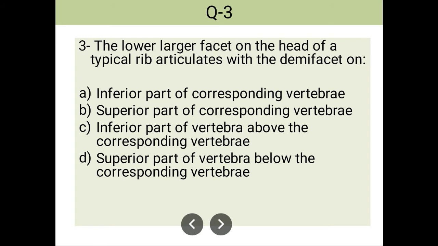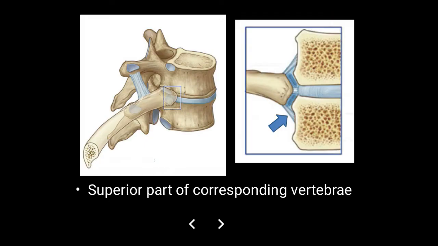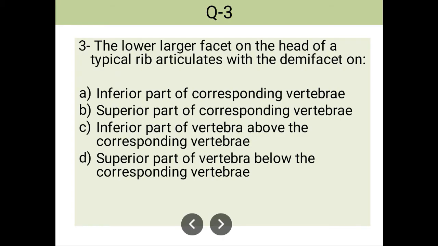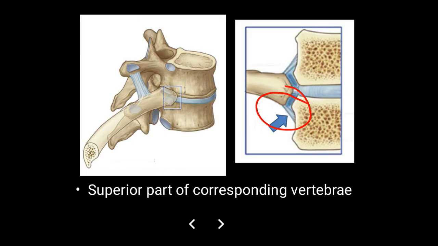Number 3: the lower, larger facet on the head of a typical rib articulates with the demifacet on which part? So let's see, when we talk about the head, the lower demifacet is articulating with the superior part of the corresponding vertebra. So here we got the superior part, so B is the correct answer here.